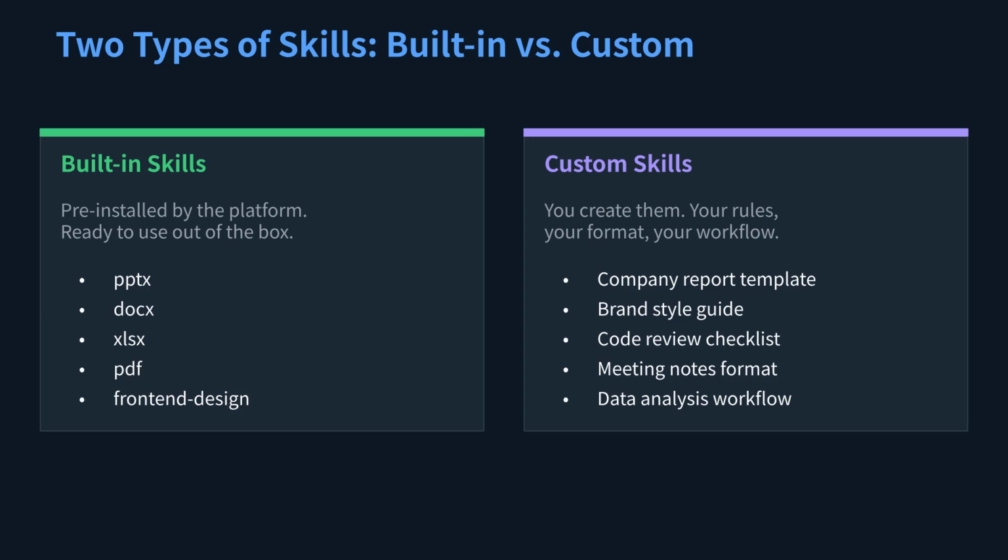There's also an important distinction between two kinds of skills. Built-in skills are the ones that come pre-installed with a platform. For example, Claude Code ships with skills for creating presentations, Word documents, spreadsheets, and PDFs. These are maintained by the platform and are ready to use out of the box. Custom skills, on the other hand, are the ones you create yourself. Maybe you want an AI to always format reports in your company's specific style, or follow a code review checklist your team uses. You write that up as a SKILL.md file, and any platform that supports the standard can pick it up and use it. Your custom skill is yours, portable and platform independent.